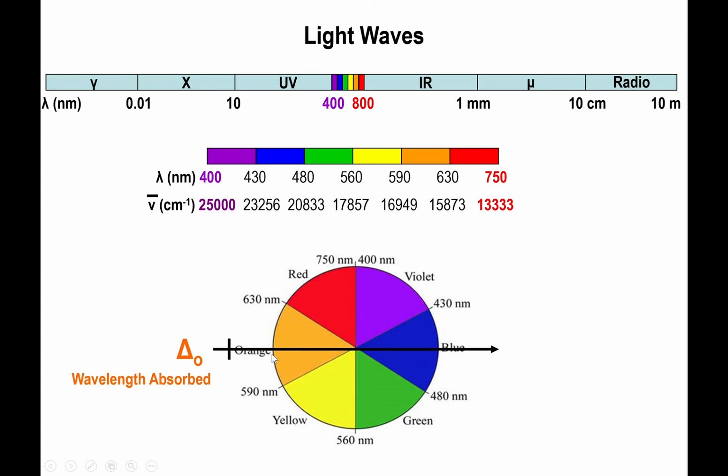That means that that particular color does not get to be observed by us because the complex is taking it away from the light. And so what we're seeing is the complementary color, which is the color directly across from the orange. And that means that blue is the color that we will actually see. And so we will actually perceive the complex as being blue in color because it is absorbing the orange wavelengths of the light source that it is interacting with.